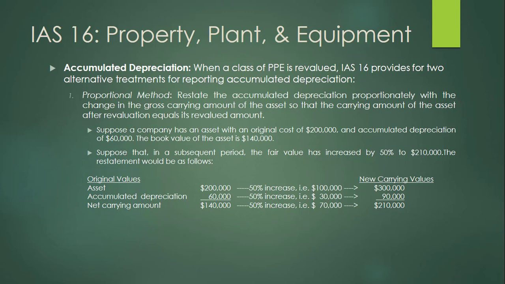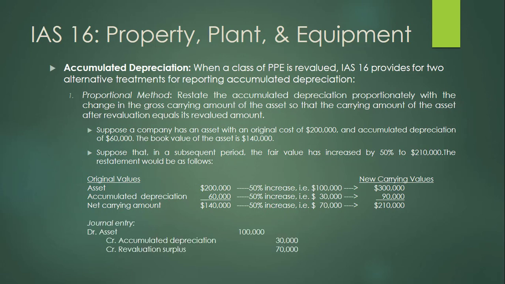Another way to tackle the problem is to notice that the carrying amount goes from $140,000 to $210,000, which is a 50% increase, right? Because $210,000 is the new fair value. So then you would increase the accumulated depreciation by 50% as well, or $30,000, to get a new value for accumulated depreciation of $90,000. And then you would do the same thing for the gross carrying amount. You would increase it by 50%, in other words, $100,000, to get the new gross carrying amount of $300,000.